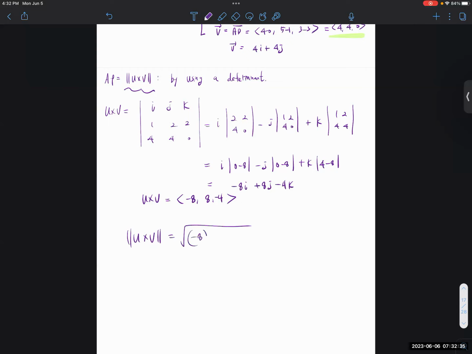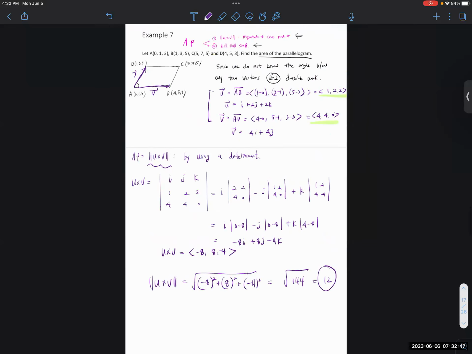And then negative 8 squared, negative 4 squared. That would be 144, which is 12. So this is the area of the parallelogram we just got by using the first formula. So still we use a determinant.